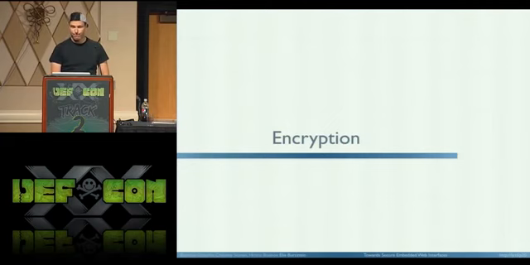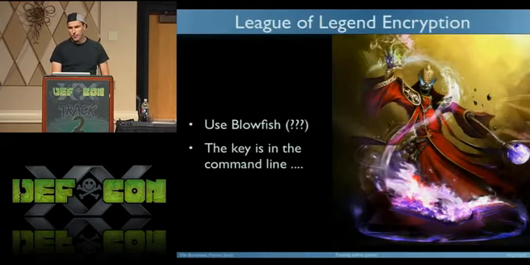Encryptions. Let's start with the easy one, League of Legends. League of Legends uses Blowfish. I have no idea why they chose Blowfish, which is slow, but somehow they must have read that Blowfish is great, so they implemented Blowfish.